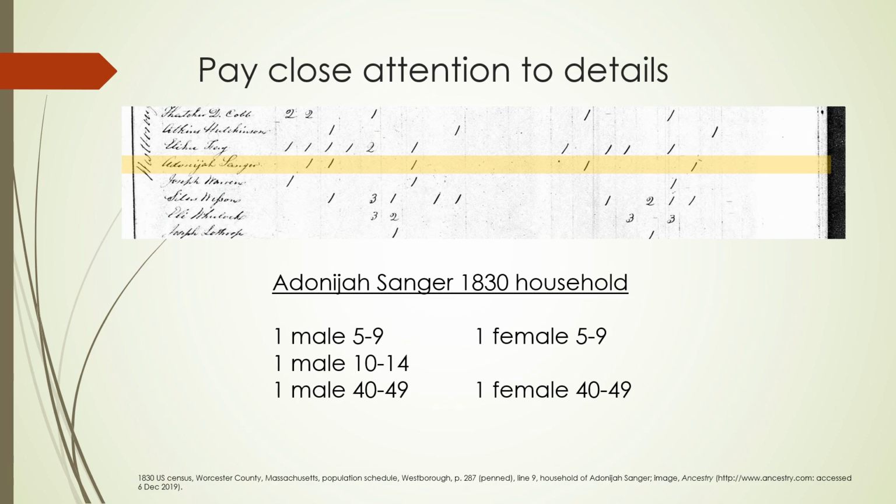When you pay close attention to the details and then reason things out, sometimes you can discover amazing information. 3 minor children are recorded as living in the household of Adonijah Sanger in 1830. A male, 5 to 9, a young man, 10 to 14, a male, 40 to 49, probably Adonijah, a female, 5 to 9, and a female, 40 to 49, likely Adonijah's wife.